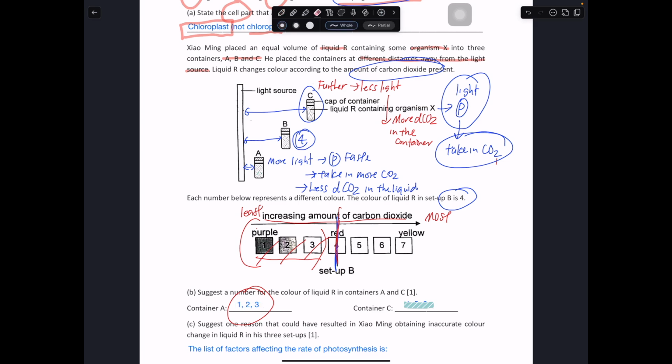Therefore, container C will be 5, 6, 7. Okay, not 4, 5, 6, but 5, 6, 7.